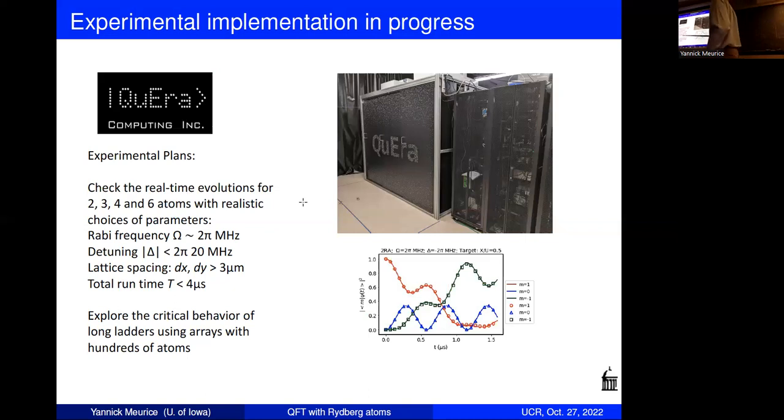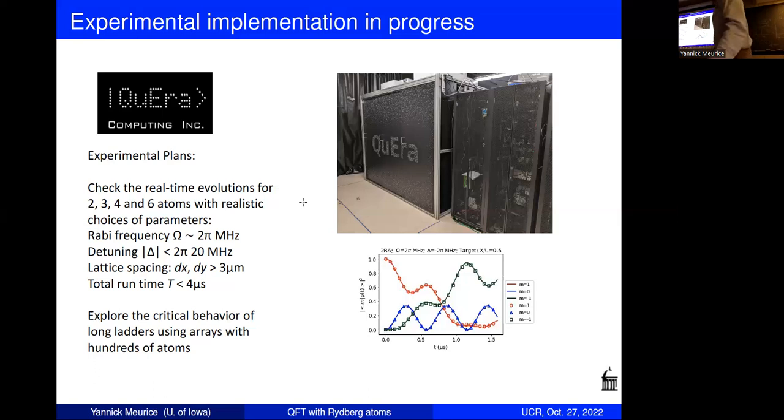And so we have access to QuEra, and there is a range of values for the Rabi frequency. The Rabi frequency is basically the X term, so that flips the electric field. The detuning is the term that will split the m equals 0 and the m equals plus or minus 1. And there is a range of values for these experimental parameters. And then the lattice spacing can be tuned, so you can really take the tweezer and put the atoms there, and then the interface will do that for you. They have to be larger than 3 micrometers, and the runtime has to be less than 4 microseconds.